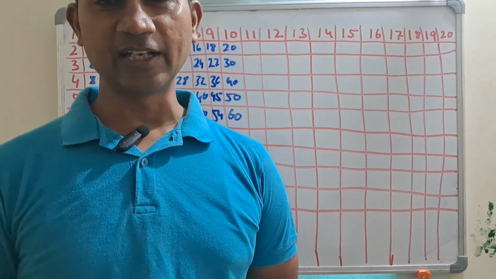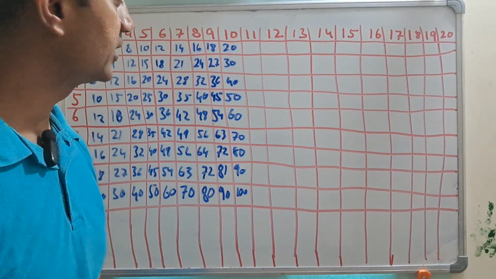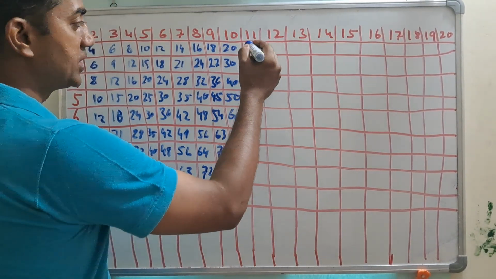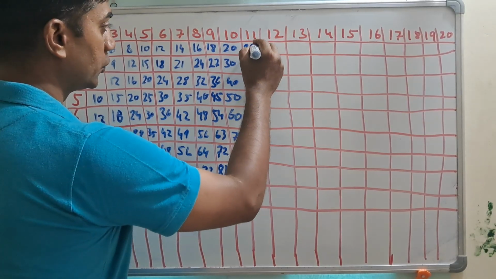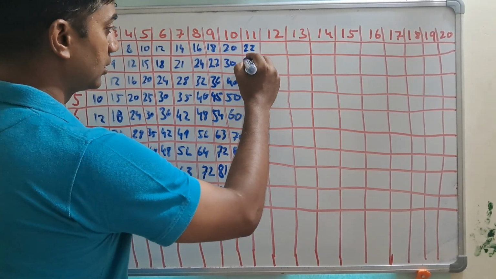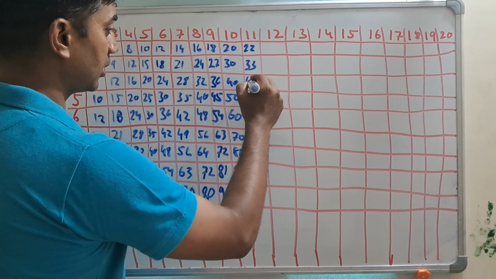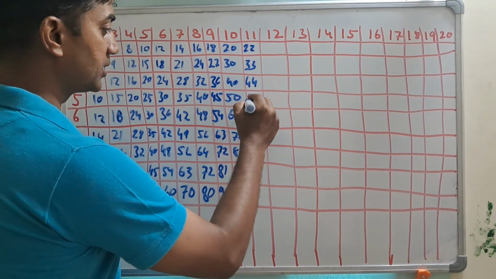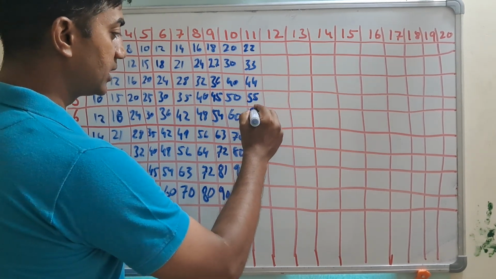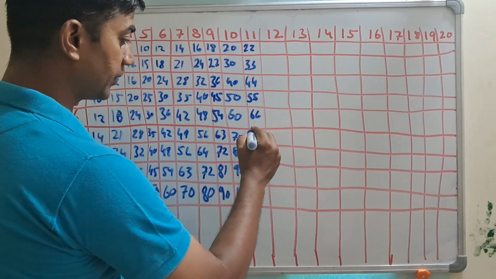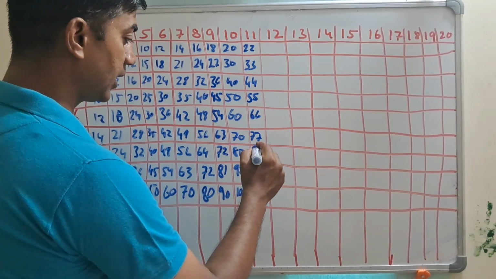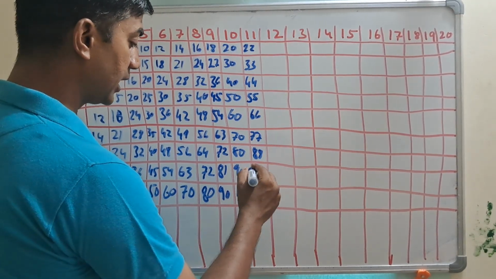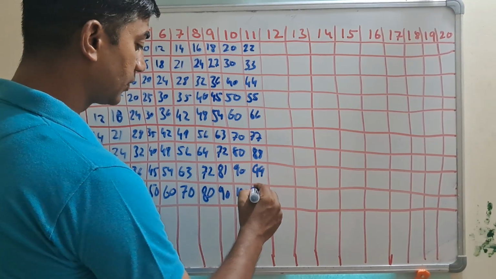Now next table is 11. This is also very easy table. Let's practice. 11 1 ja 11, 11 2 ja 22, 11 3 ja 33, 11 4 ja 44, 11 5 ja 55, 11 6 ja 66, 11 7 ja 77, 11 8 ja 88, 11 9 ja 99, 11 10 ja 110.